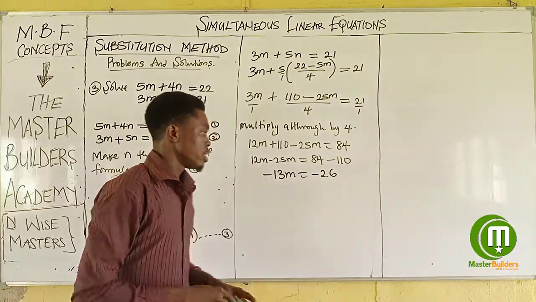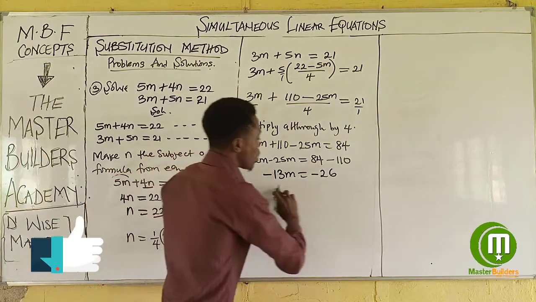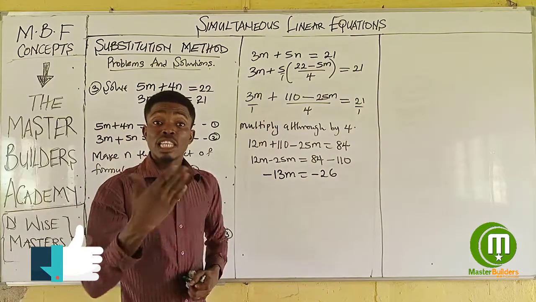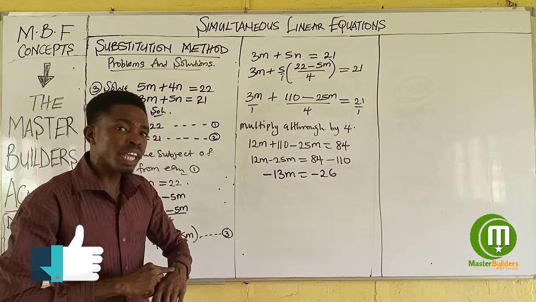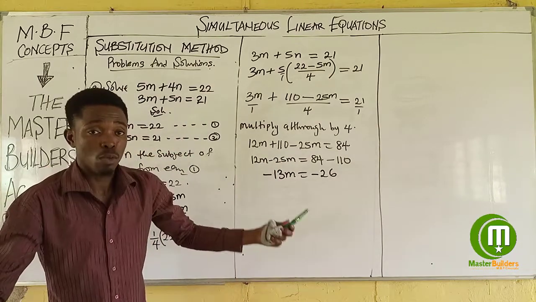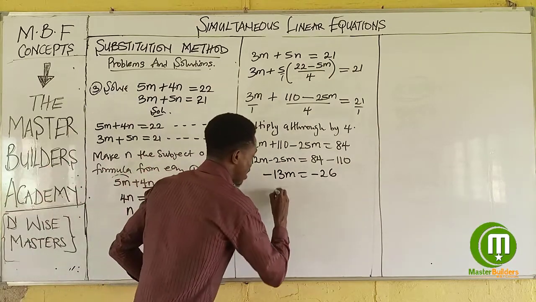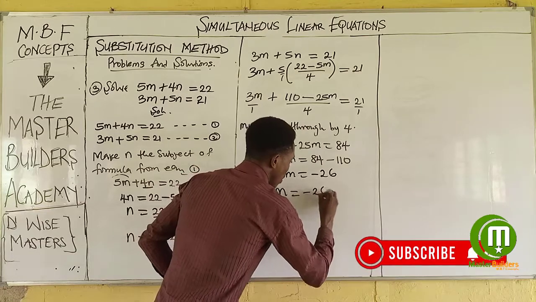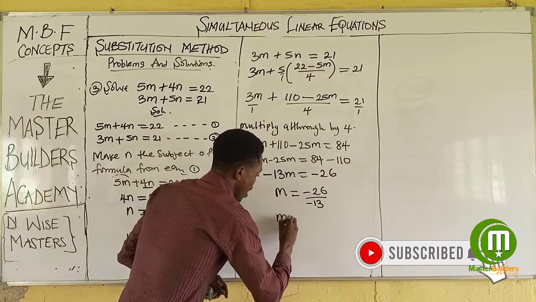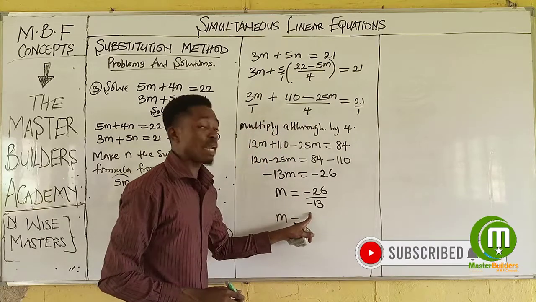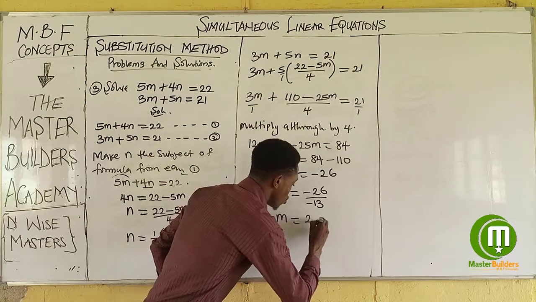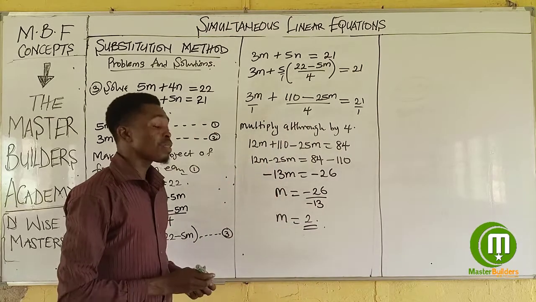Is that correct? Now, the next thing we quickly do is that we are looking for n. We want to find the value of n, and we must ensure that the coefficient of n is 1. So what do we do here? All we simply do is divide both sides by the coefficient of n, which is minus 13. So I simply have that n is equal to minus 26 divided by the coefficient of n, minus 13. Therefore, n is equal to, minus divided by minus is plus, 26 divided by 13, which is 2. Therefore, the value of n is 2.